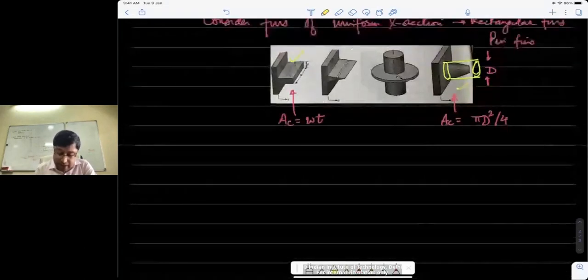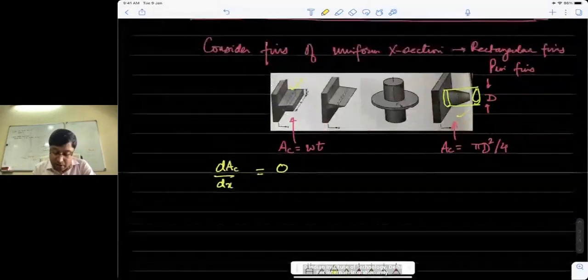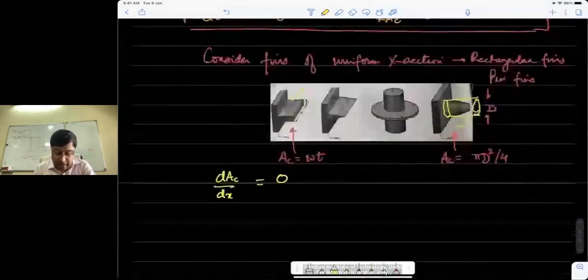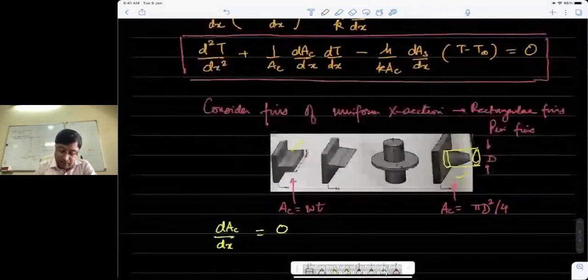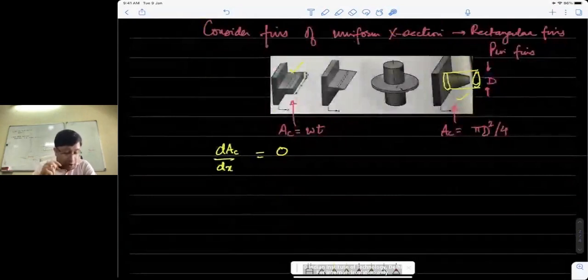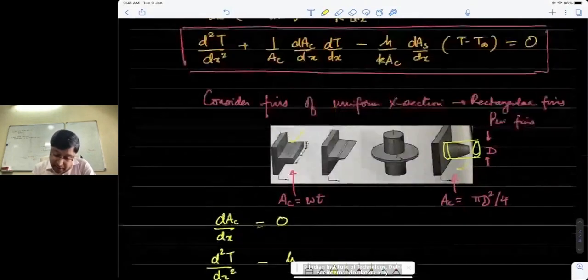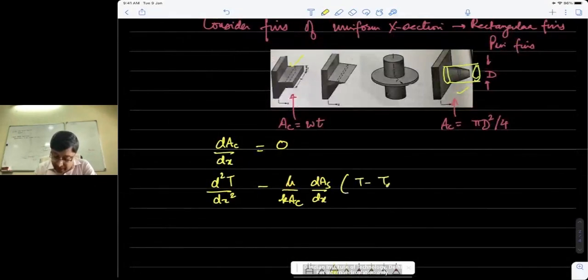So now remember that if I'm dealing with these two scenarios, dAc/dx is actually going to be 0, because the cross section area is not a function of x, and that is the main reason I'm saying we will focus only on these kinds of geometries, so that I can get rid of this term in the differential equation. So dAc/dx is 0, which means now the governing equation becomes d²T/dx² minus (h/(k Ac))(dAs/dx)(T minus T infinity) equals 0.